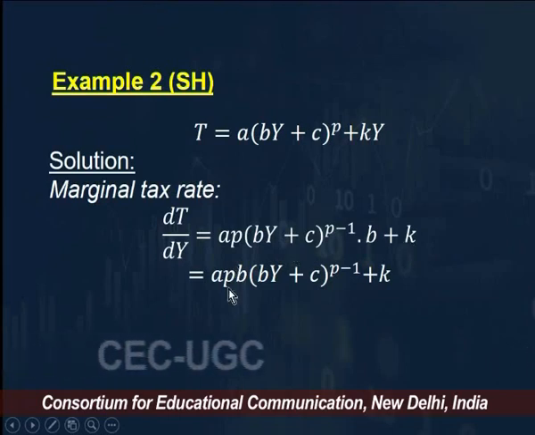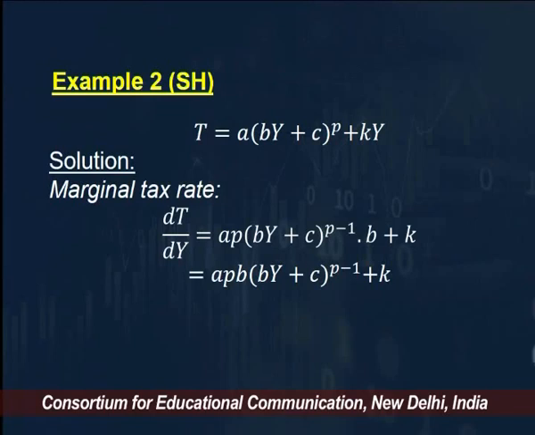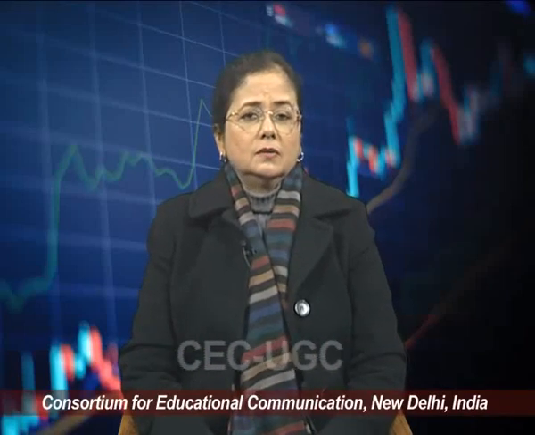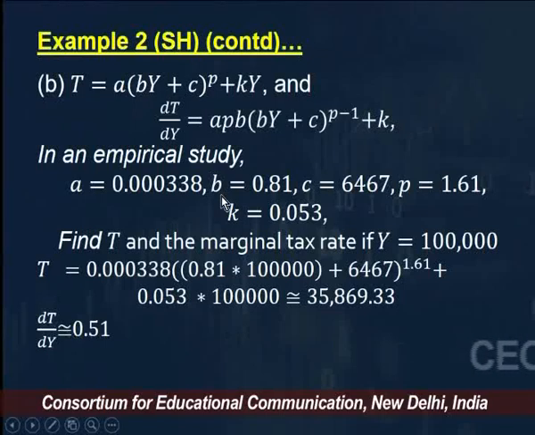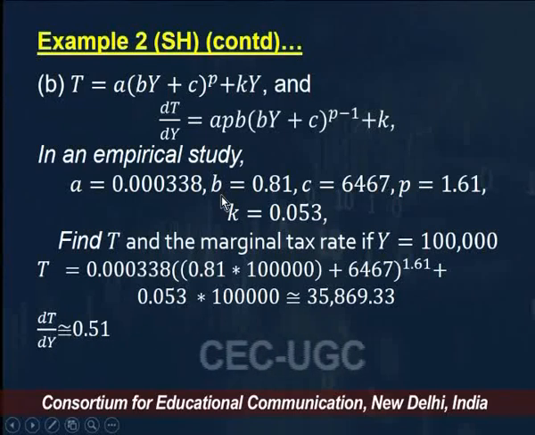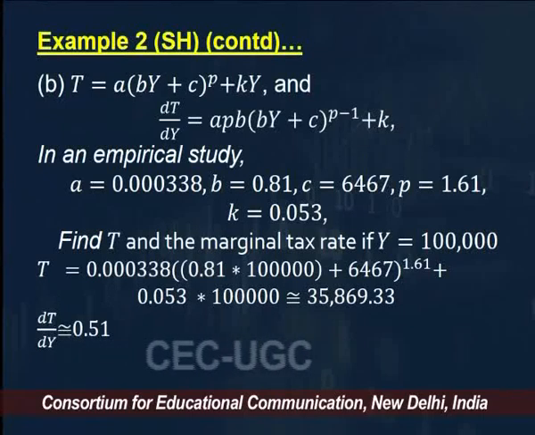And we can write this expression then as A times P times B times (BY plus C) to the power P minus 1, plus K. Now this study actually also was about finding specific results relating to certain values of the parameters. So here it was estimated that A, in this equation T equal to A times (BY plus C) to the power P plus KY, was 0.000338, B was 0.81, C was 6467, P was 1.61 and K was 0.053.